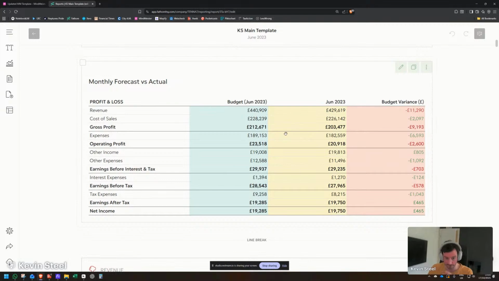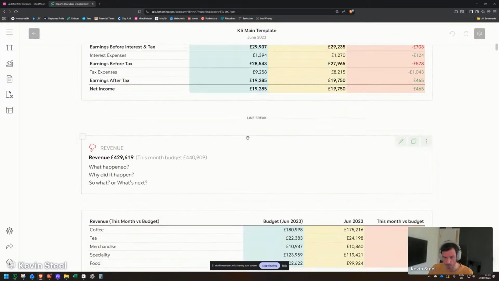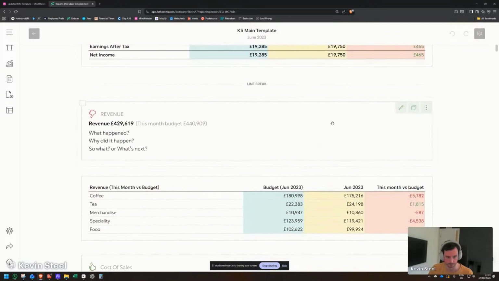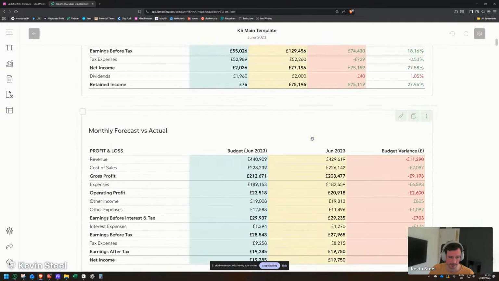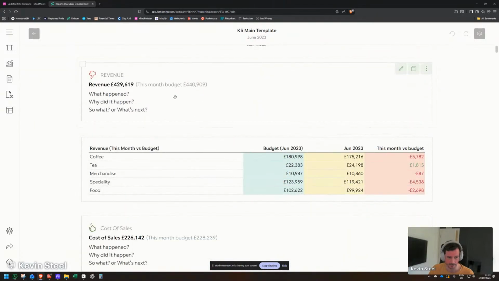Anything can happen in a month in a business, but our objective is always to close the gap as much as possible. And then we would just go into a bit more detail on each of the key sections. So revenue: what happened, why did it happen, and so what, or what's next. These are the three questions you should always follow for any kind of variance analysis.